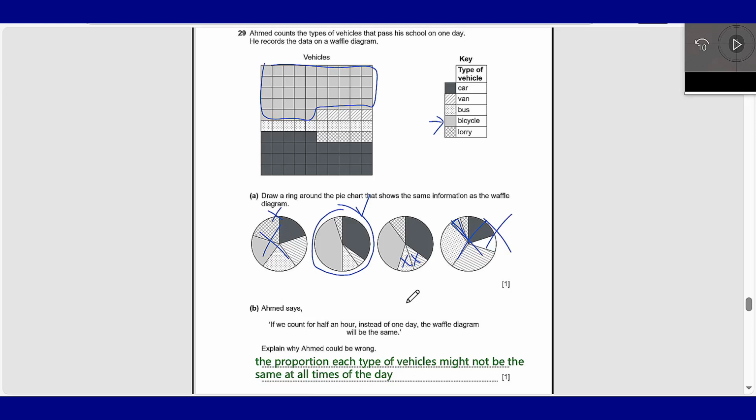Okay guys, now, this is a bonus question. Explain why Ahmed could be wrong if Ahmed says if we count for half an hour instead of one day, the waffle diagram will be the same.